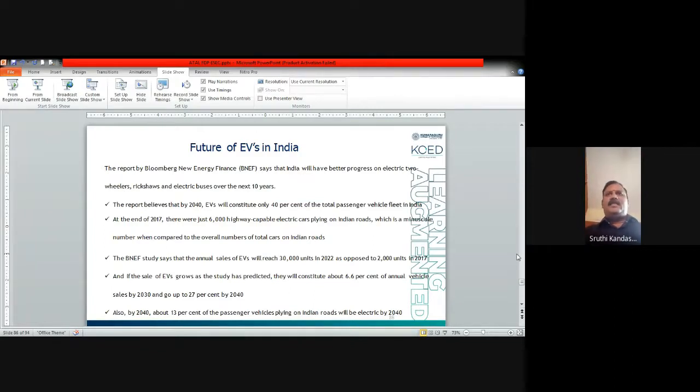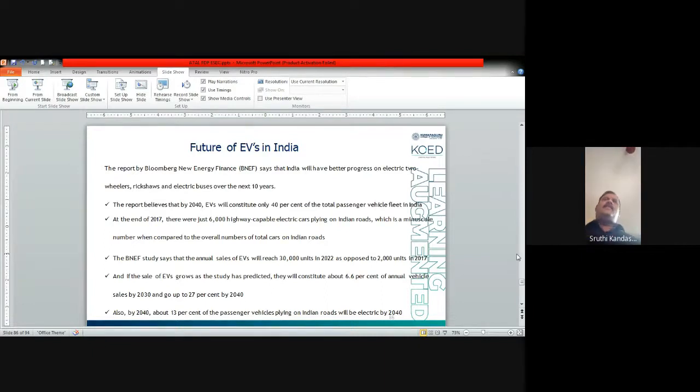The BNEF study says the annual sale of EVs, which will reach 30,000 units in 2022, was about 2,000 units in 2017. In 2017, it was 2,000. In 2022, it will be 30,000. If the sale of EVs grows as predicted, they will constitute about 6.6% of annual vehicle sales by 2030. It will go up to 27% over the next 10 years. Also, by 2040, about 13% of the passenger vehicles plying on Indian roads will be electric. Even in 2040, only 13% of vehicles in India are replaced by electric vehicles. That is the conclusion.